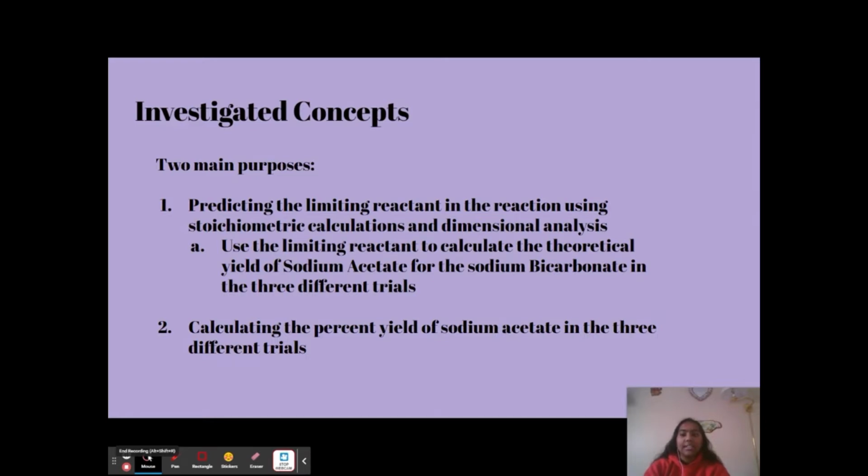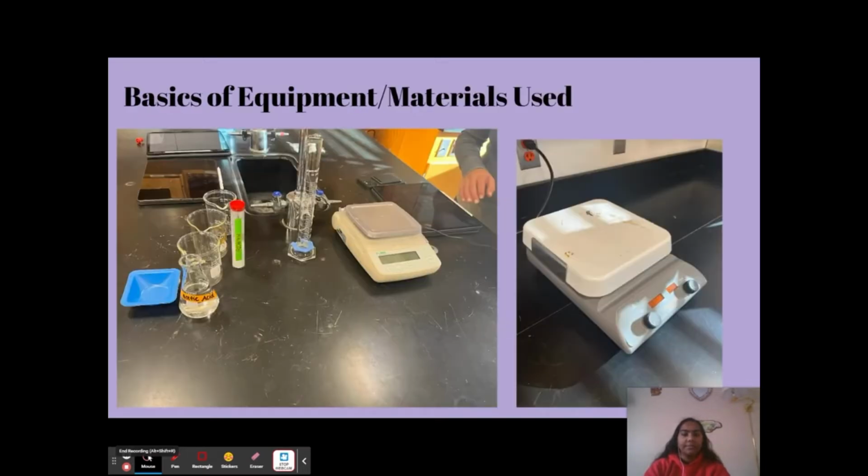We then use the limiting reactant to calculate the theoretical yield of sodium acetate for the varying amounts of sodium bicarbonate in 3 different trials. Afterwards, we calculate the percent yield of sodium acetate in each of the 3 trials. In this experiment, we needed 3 beakers, acetic acid, sodium bicarbonate, a hot plate, a weighing scale, cylinders, hot hands, and goggles to conduct the experiment.